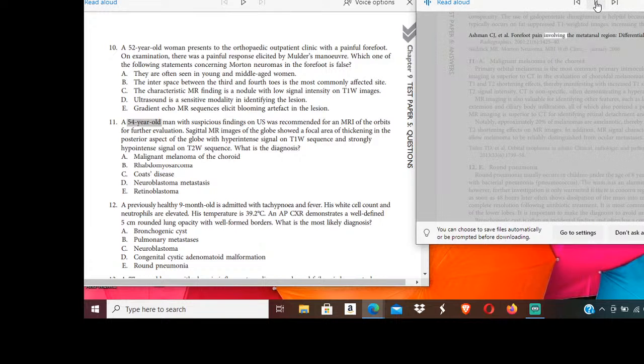Ashman CJ, et al. Forefoot pain involving the metatarsal region, differential diagnosis with MR imaging. Radiographics. 2000.